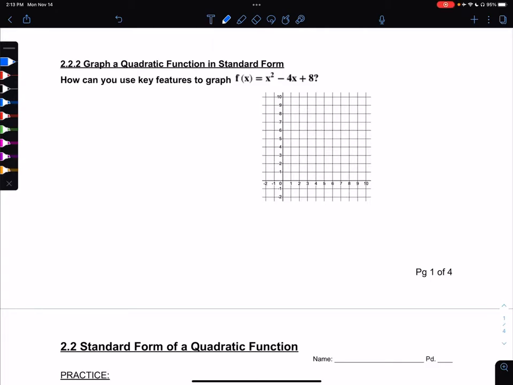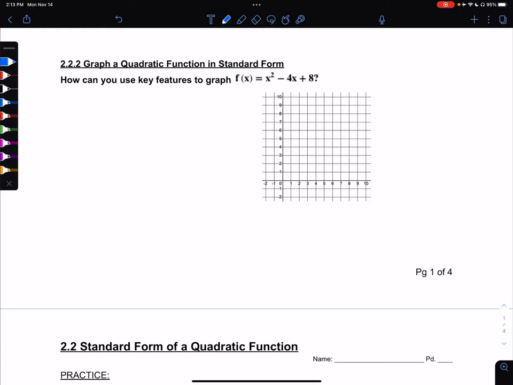Here we're going to look at how to graph a quadratic function in standard form. So we are asked, how can you use key features to graph f of x equals x squared minus 4x plus 8? We'll write the steps at the end, but let's go through.